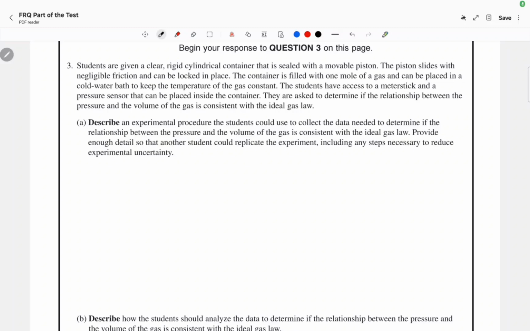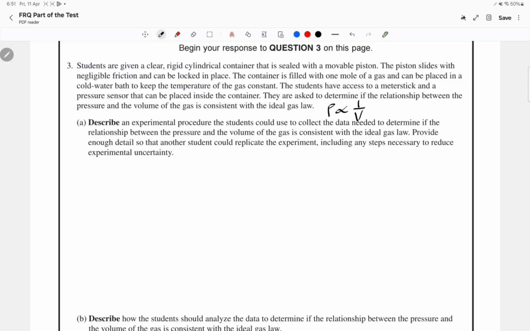Students are given a clear, rigid cylindrical container that is sealed with a movable piston. The piston slides with negligible friction and can be locked into place. The container is filled with 1 mole of gas and can be placed in a cold water bath to keep the temperature of the gas constant. The students have access to a meter stick and a pressure sensor that can be placed inside the container. They want to determine the relationship between the pressure and the volume, and if it's consistent with the ideal gas law. So first of all, P and V, how are they related to each other in the ideal gas law? Inverse. So they want to determine if they're inverse or not. Describe an experimental procedure the students could use.